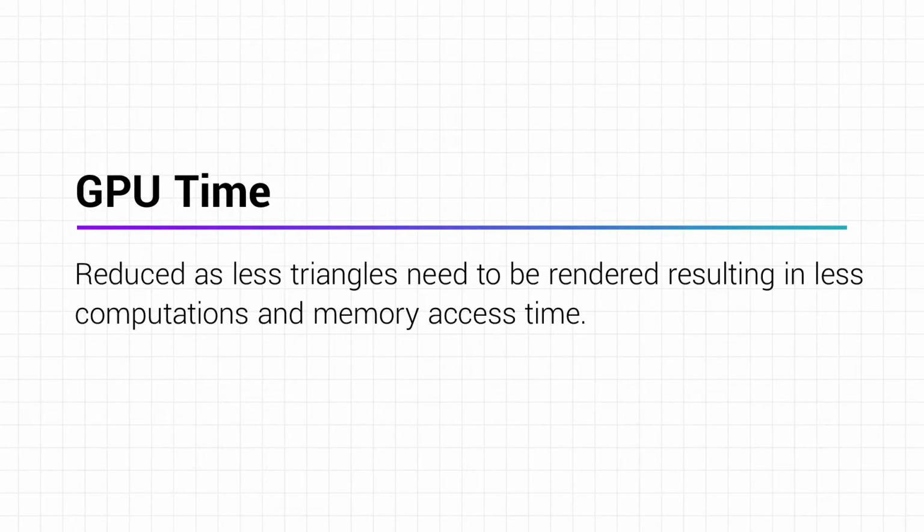Before anything can be drawn to the screen of an HMD, Unreal needs to determine what is going to be rendered in the first place. The idea is, if an object in the scene isn't going to be seen by the player, then it can be removed from the render. This can save both CPU and GPU time. The GPU time is reduced as fewer triangles need to be rendered, resulting in less computation and memory access time.